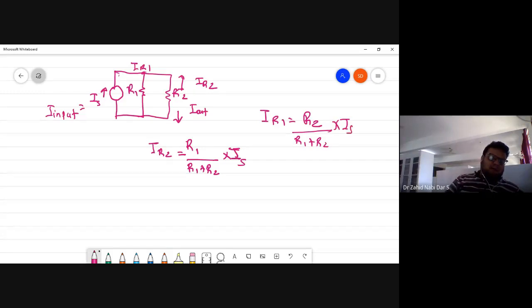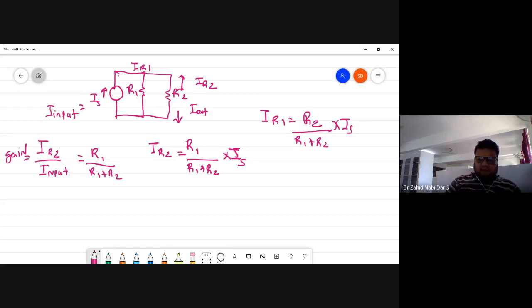So this is about my current divider, and the gain of it would be equal to IR2 by I input, which is R1 by R1 plus R2. So you have to practice this. This would be the gain. First you study series parallel combination, then the voltage divider, then the current divider, then you study KVL and KCL and how to apply them. Once you have gone through this part, practice the numericals and see the videos.